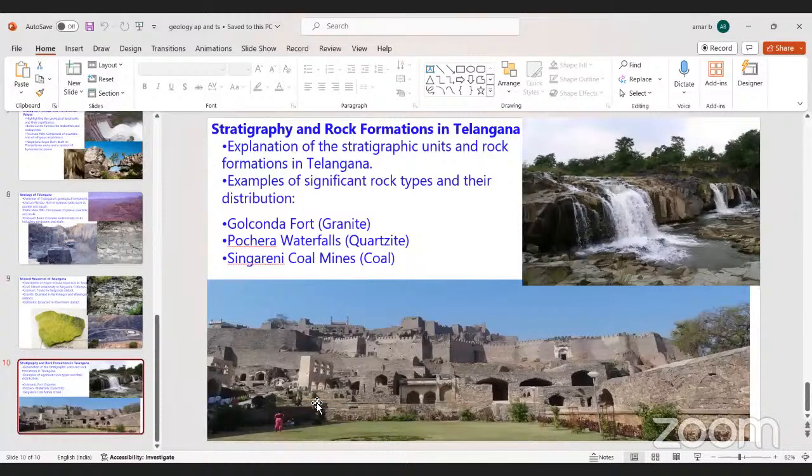Here, due to the geological rock type importance, these have been converted into tourism places in Telangana. Like the Golconda Fort, which is made of granitic rock type, and the Pochera waterfall, which is on quartzite rock and is one of the famous and important waterfalls in Telangana, located in Adilabad district. And the Singareni coal mines I have already shown in the previous slides.